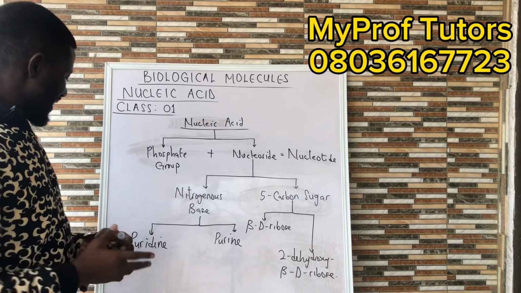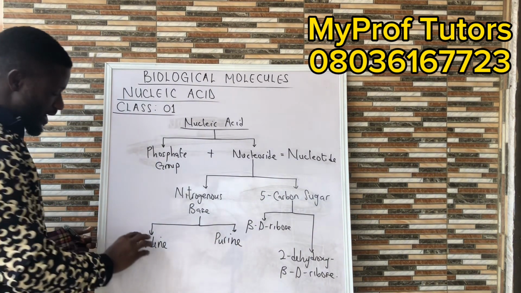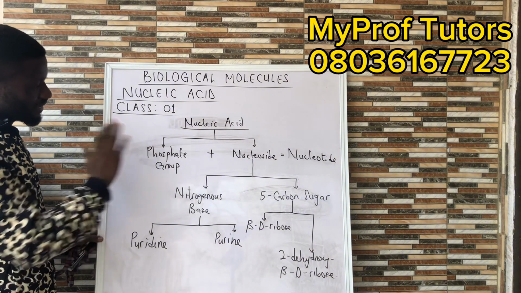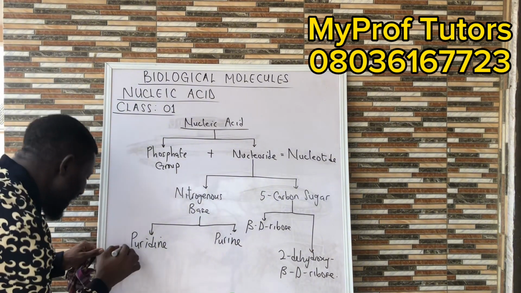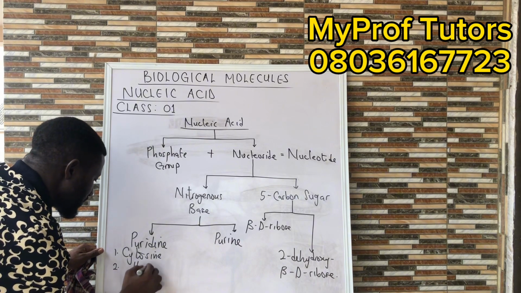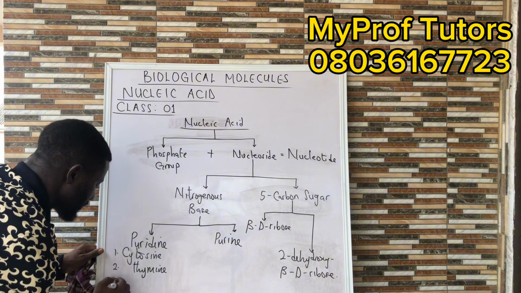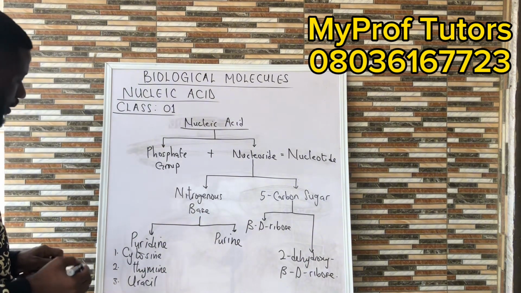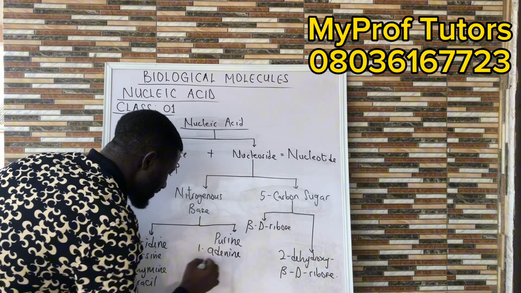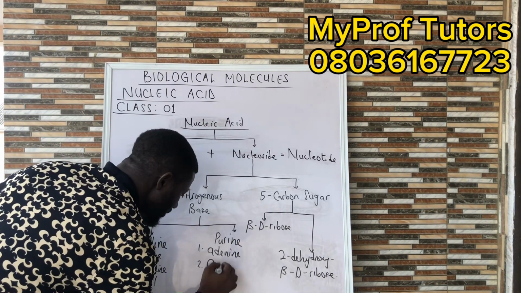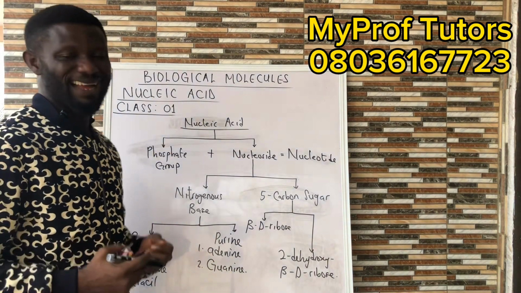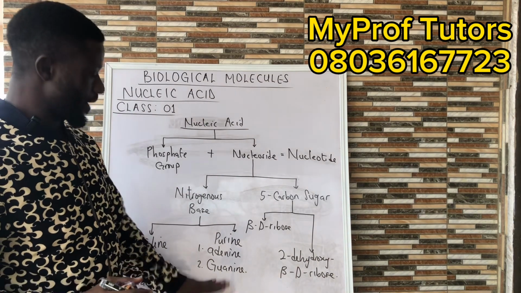Now, the pyrimidine, we have three major ones for the purpose of this class. And these three include, number one, cytosine. Number two, thymine. And number three, uracil. For the purine, we have 1, adenine, 2, guanine. Now, to make this class accessible to everybody, I want to stop here.